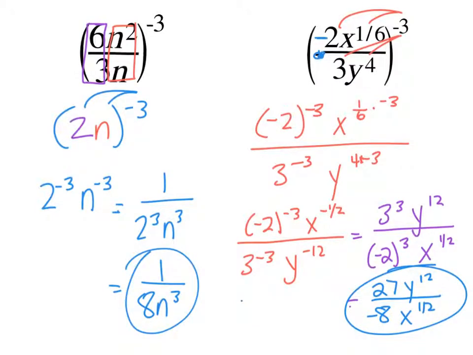Looking at the work here and the final answers, there are a lot of different ways to start these problems. If your process was different, that's okay. What we're really looking for is to make sure we get the same answers. For the first problem, my final answer was 1 over 8n cubed. And for the second problem, my final answer was 27 y to the 12th over negative 8 x to the 1/2.